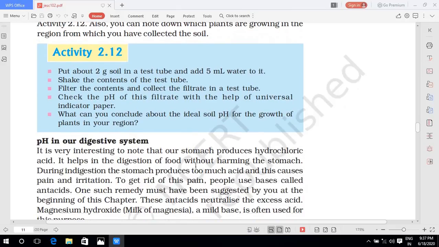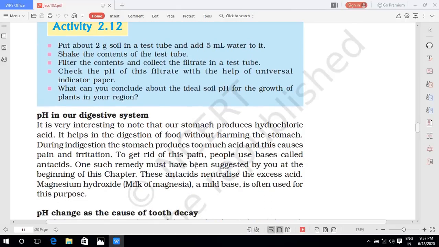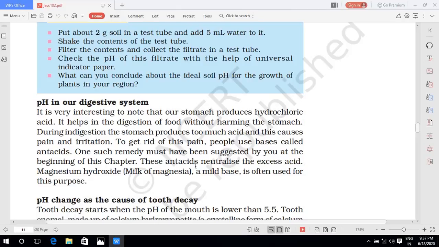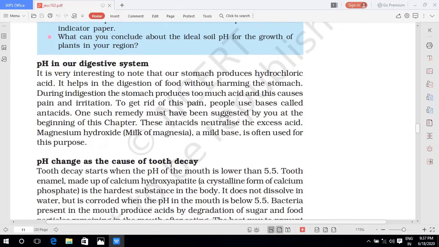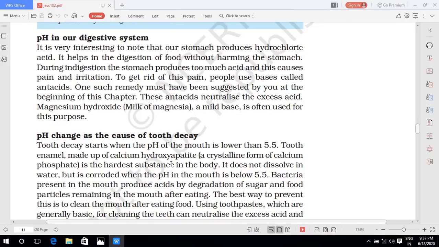pH in our digestive system. Now in the digestive system, we have a lot of acids in our stomach. But if it is too acidic, then it will result in ulceration, irritation and pain, and gastric problems. So that's not good. In those cases, we use antacids to neutralize the excess acids that are formed in our stomach.